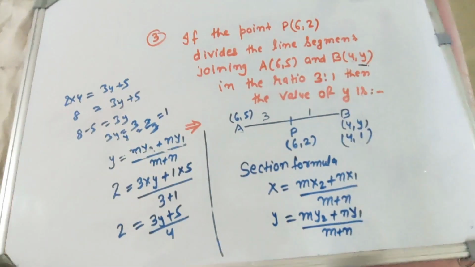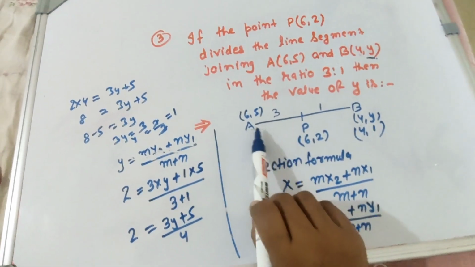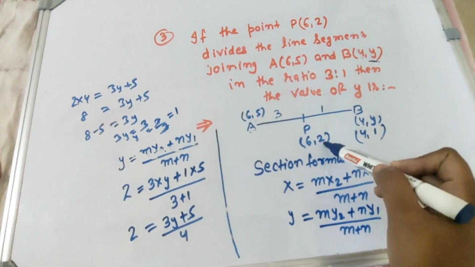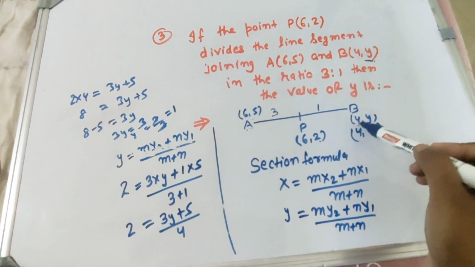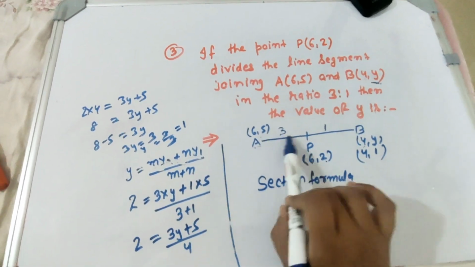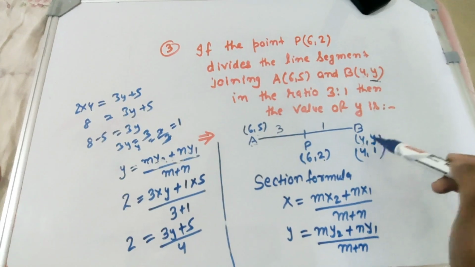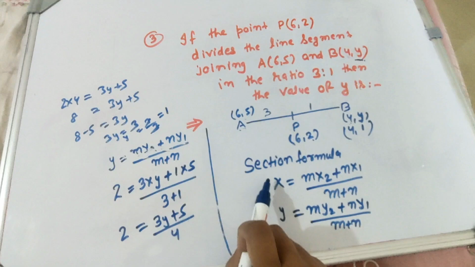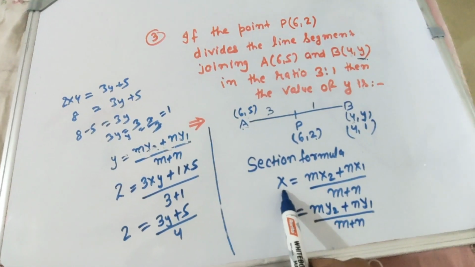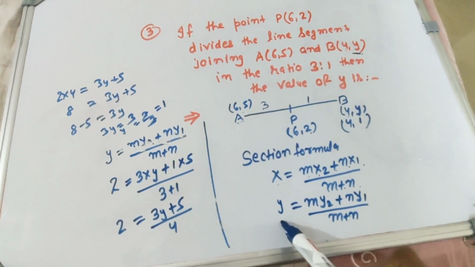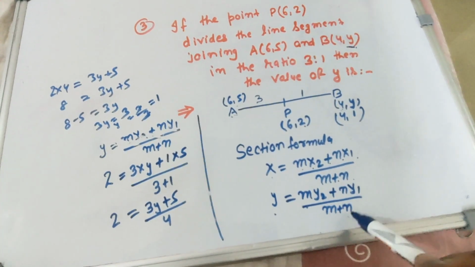Another time I explain how to solve this question. First, draw one diagram. Point A is already given, 6, 5. Point P is given, 6, 2, and for point B the x coordinate is given but the y coordinate is not given. The ratio is given as 3:1. Then you find the value of only y. How do we find it? First, let me explain the section formula once more. The x coordinate is (mx2 plus nx1) by (m plus n), and the y coordinate is (my2 plus ny1) by (m plus n).